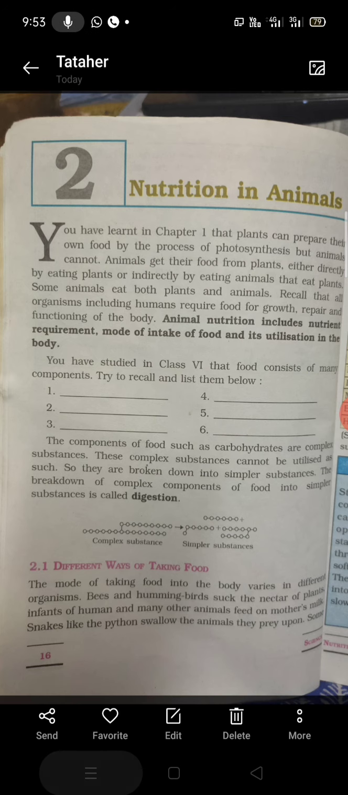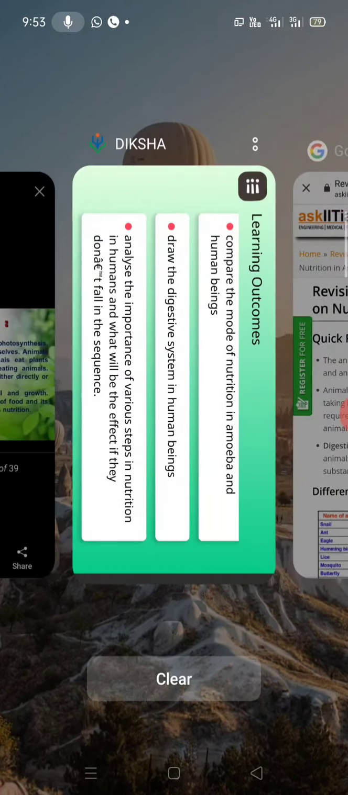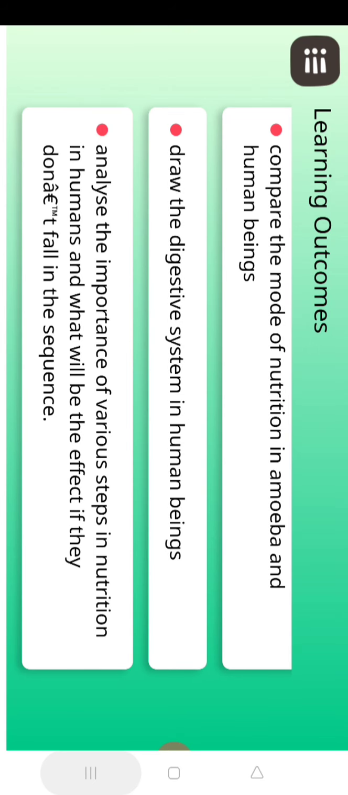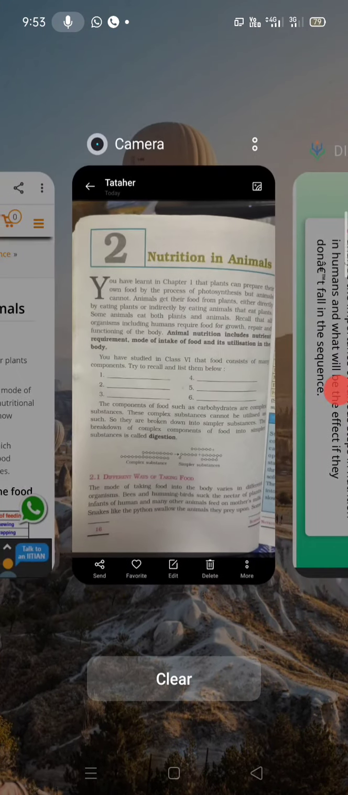Here are some main learning outcomes of this chapter, which we will achieve after reading it. You will be able to compare the mode of nutrition in amoeba and human beings. You will draw the digestive system in human beings. You will analyze the importance of various steps in nutrition in humans, and you will know what the effect will be if they don't fall in sequence. So these are the learning outcomes of this chapter. Let us start our chapter.